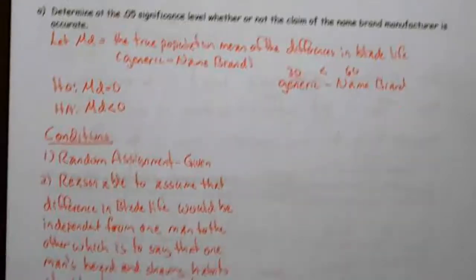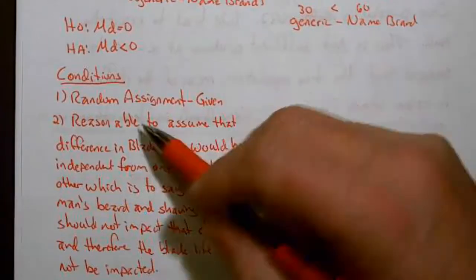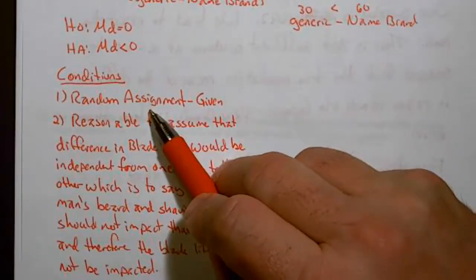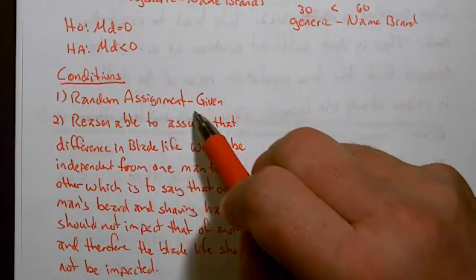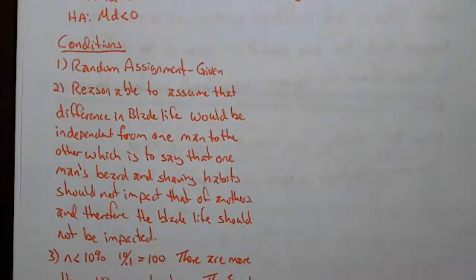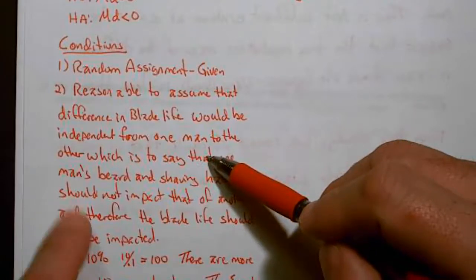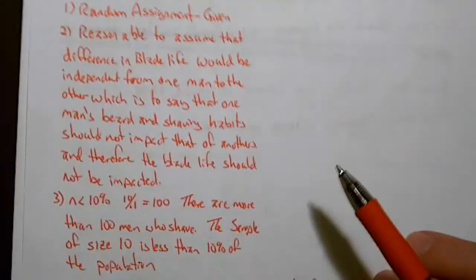Then we need to go through our 4 conditions. They didn't say random selection or simple random survey. They said random assignment. So we need to make sure that we say random assignment, and that was given. And it's reasonable to assume this difference in blade life would be independent from one man to the other, which is to say that one man's beard and shaving habits should not impact that of another's. It is less than 10%.